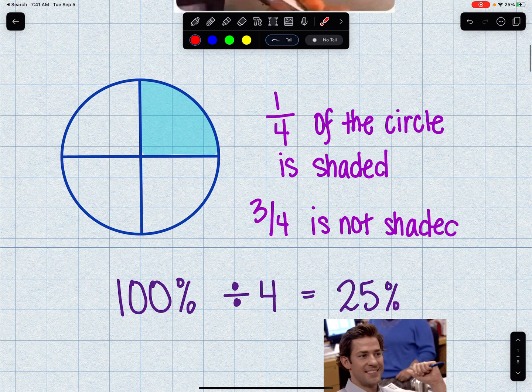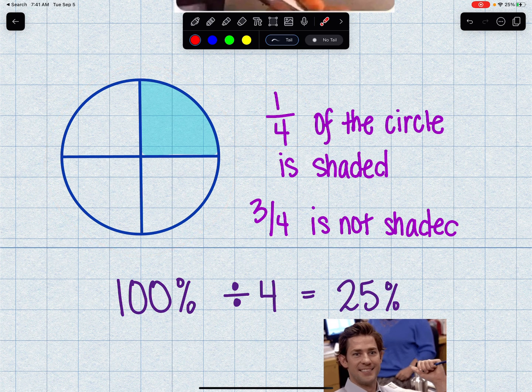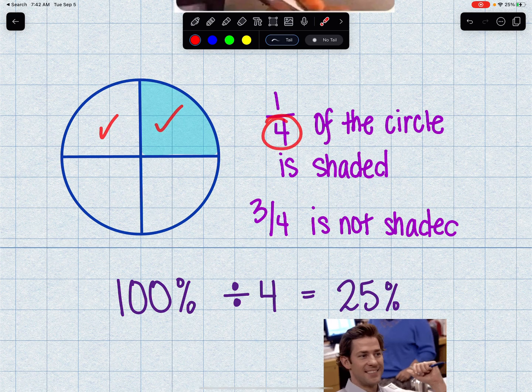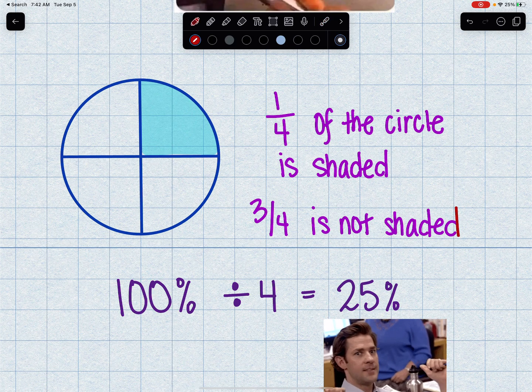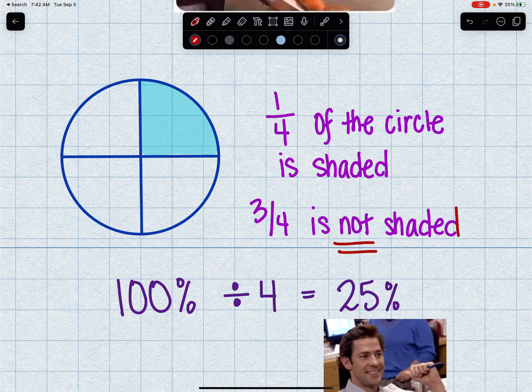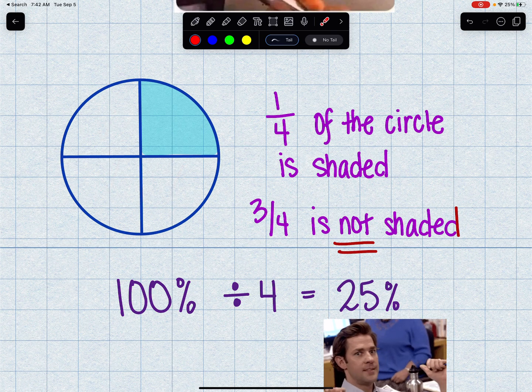All right, let's jump right in. We are going to talk about the new concept of fractions and percents. I already know that you know this, so we'll be able to fly through it, and this will be a quick lesson for you. Obviously, if we look at this circle, 1/4 of the circle is shaded. The denominator represents all the different parts, 1, 2, 3, 4. The numerator represents the part that is shaded. And then you can also say that 3/4 of it is not shaded. So the numerator represents the part that is not shaded that time.